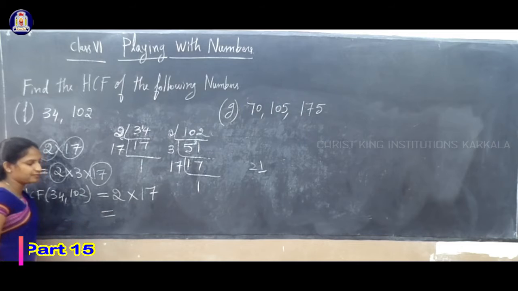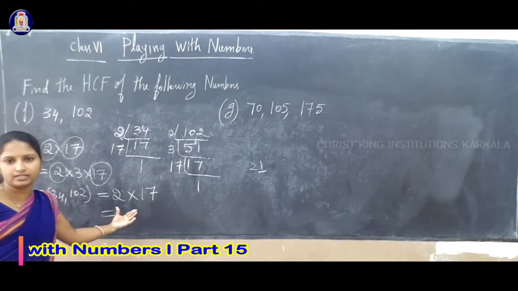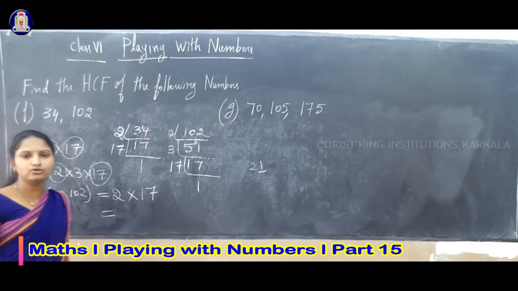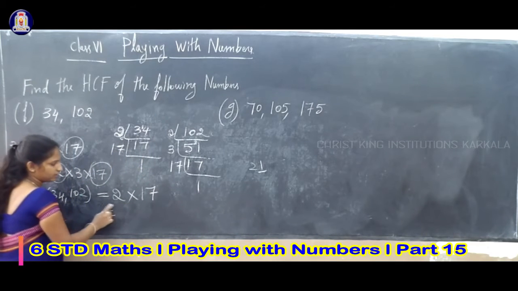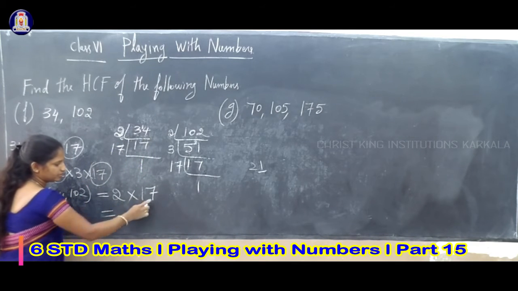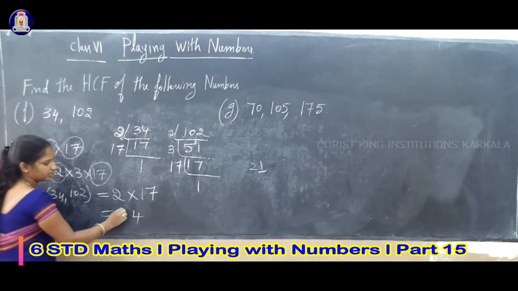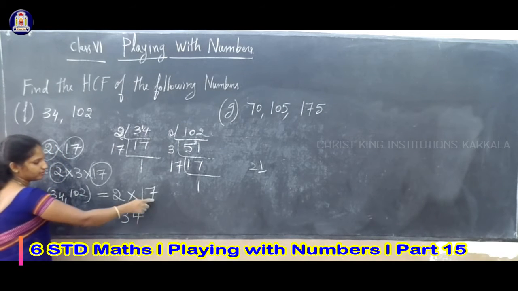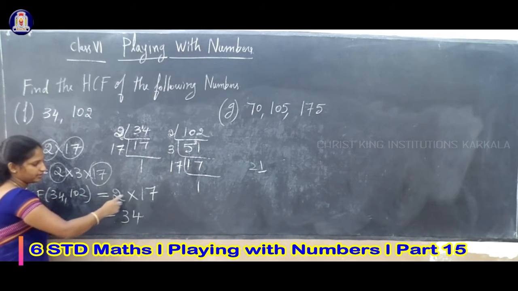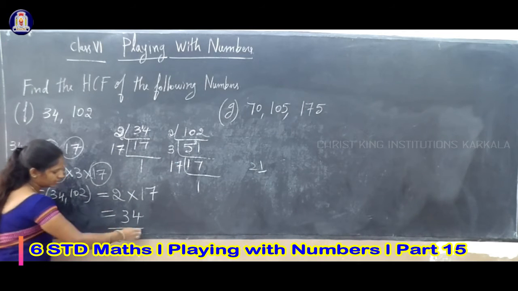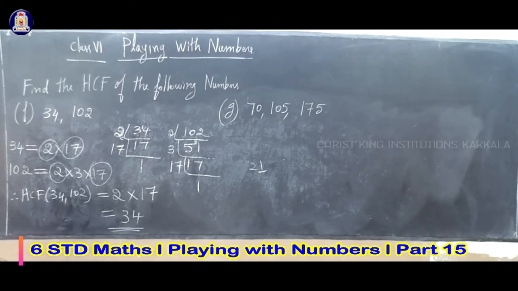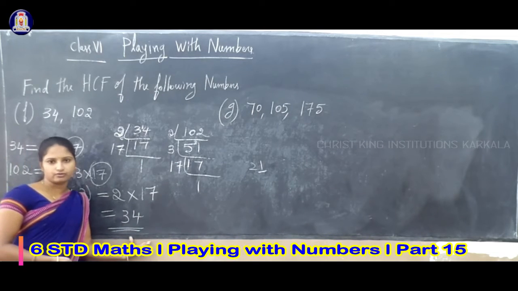Clear? In the next step, you have to multiply these two numbers. Multiply 2 into 17. If you know the table, directly we can write 2 17s are 34. Correct? 2 7s are 14, so 1 remaining. 2 1s are 2, 2 plus 1 are 3. So therefore HCF of 34, 102 is 34.